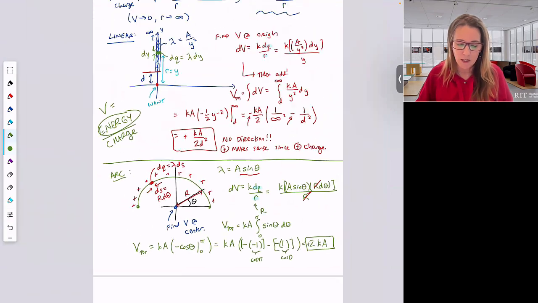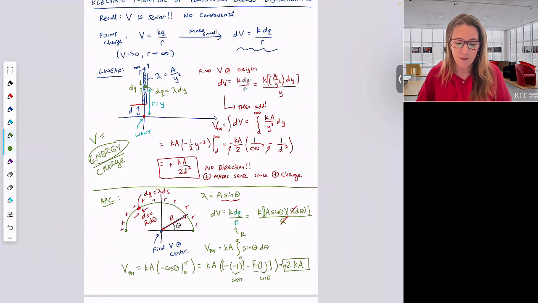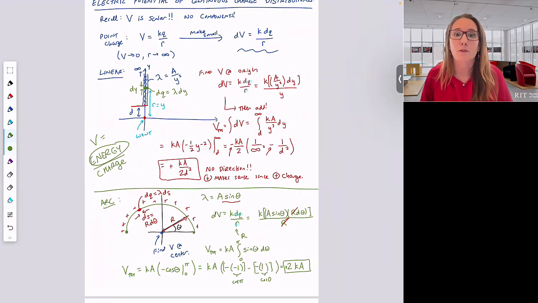Again, you can see that it is very similar to the thought process we put into continuous charge distributions with electric field, but now we are luckily out of vector land, and we're making sure to just add things as scalars.